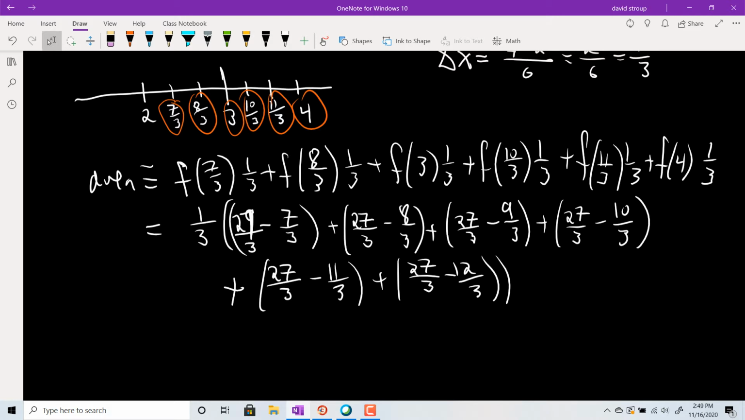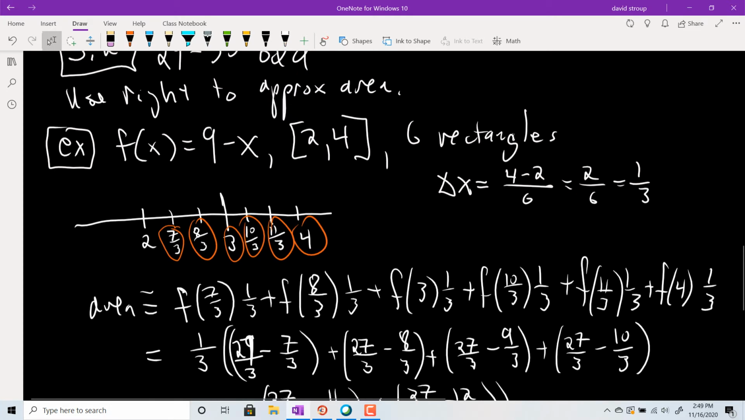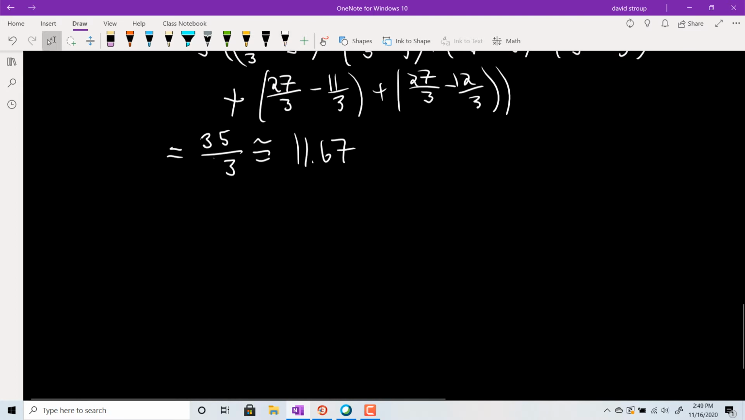Of course, I've set it up so I could do it all in my head, but you probably want to use a calculator. At the end, you get 35/3, which is approximately 11.67. Okay, so that's the right endpoints. I'll probably also have you do a left endpoint version of this game. Use left endpoints now to approximate the area.